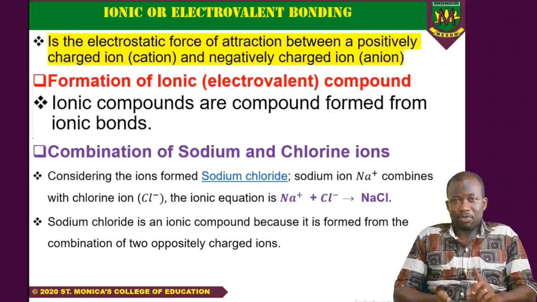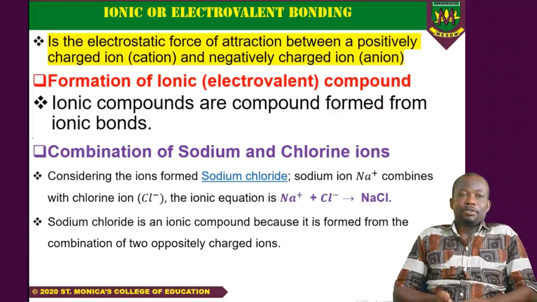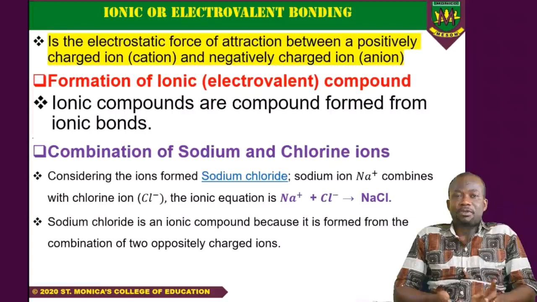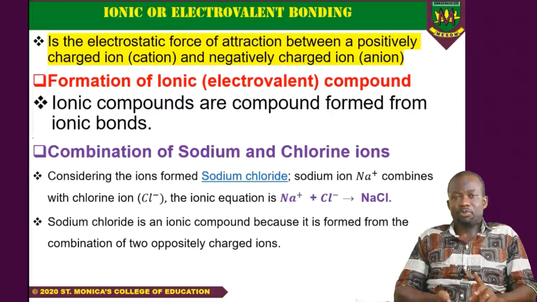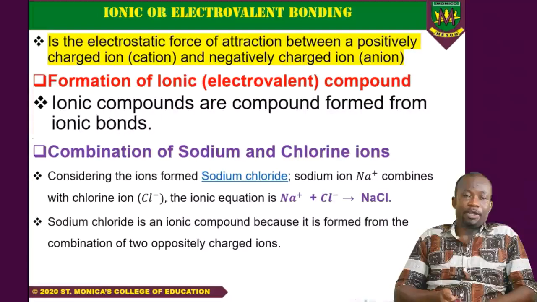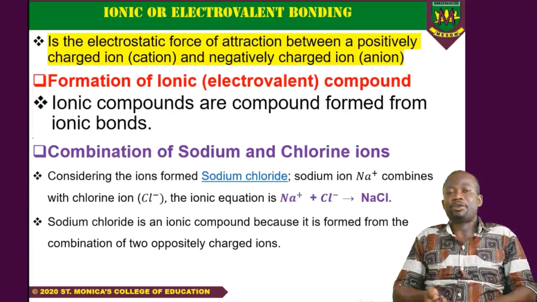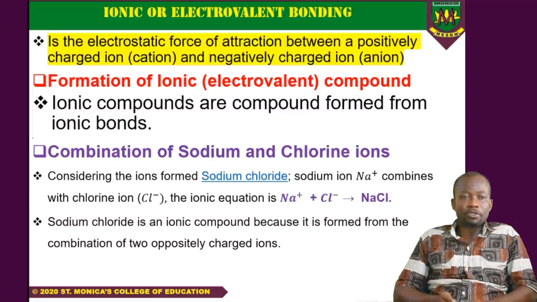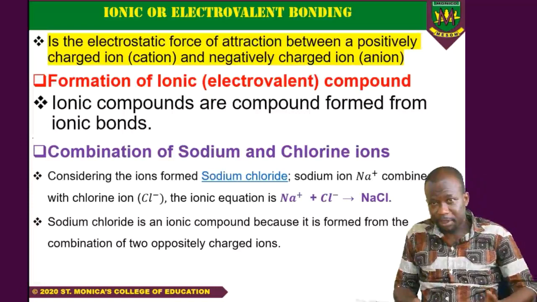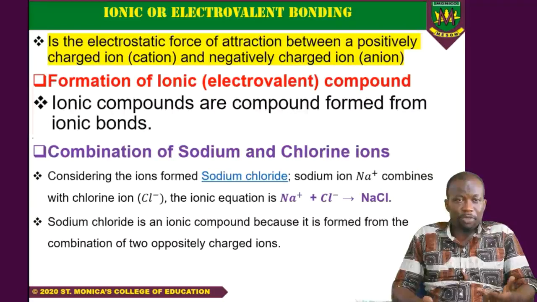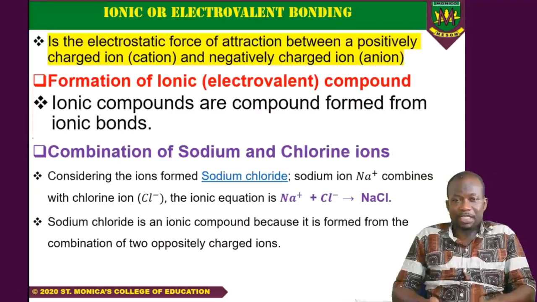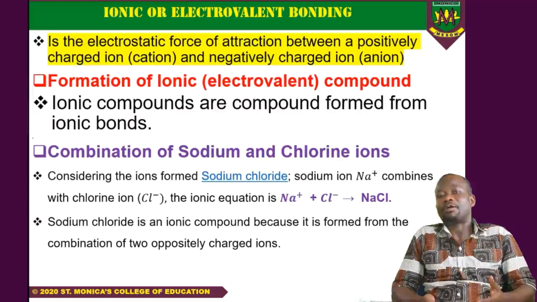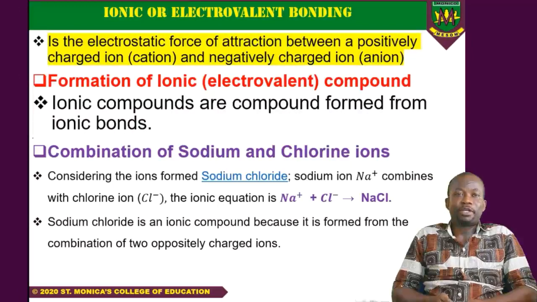First, we are looking at sodium and chlorine ions. So if you consider the ions formed from sodium chloride, we will have sodium ion, that is Na+, combining with chlorine ion, that is Cl-. And the ionic equation will be Na+ plus Cl-, and it will give us a neutral sodium chloride. Sodium chloride is an ionic compound. This is because it is formed from the combination of two oppositely charged ions. Here we are talking about Na+ and Cl-.